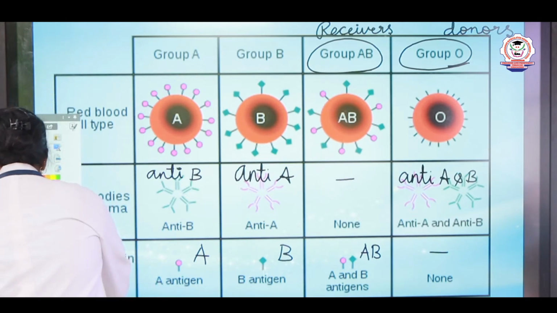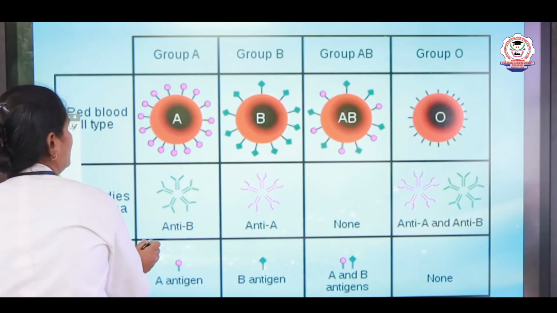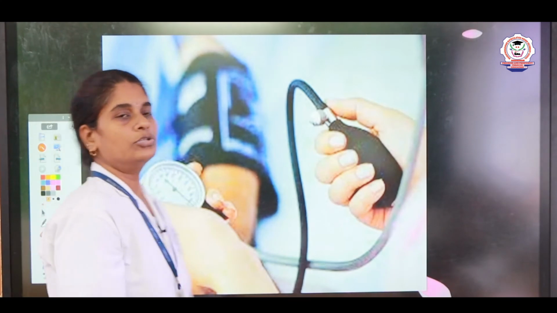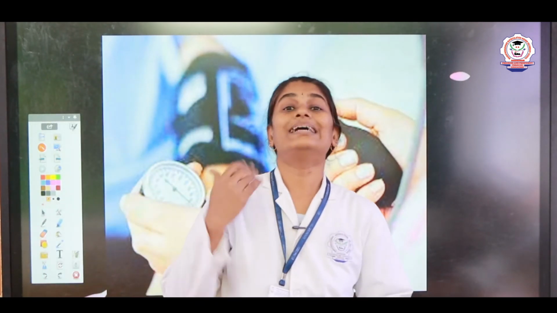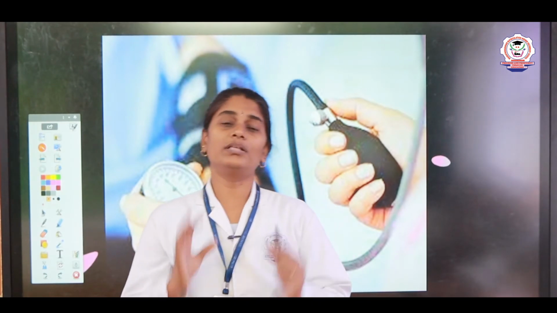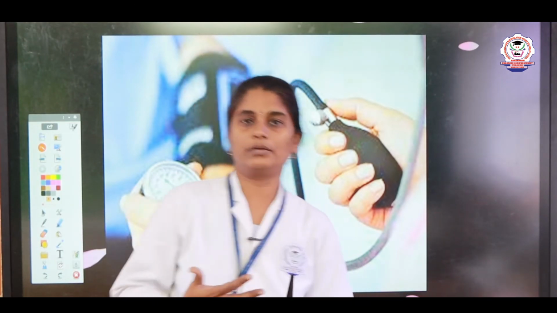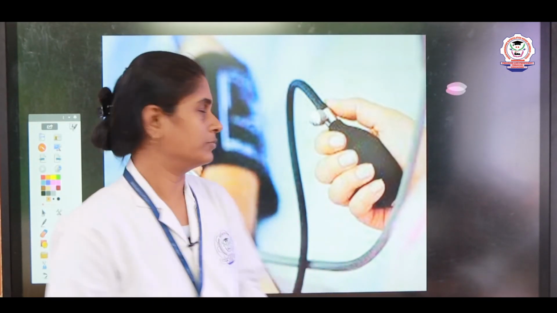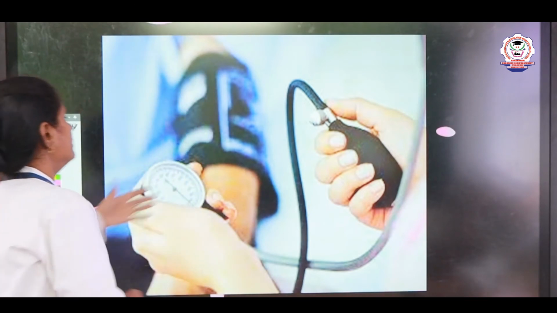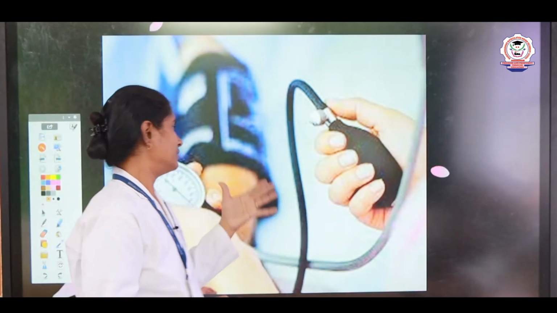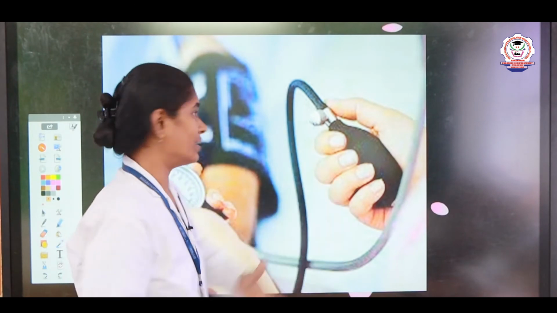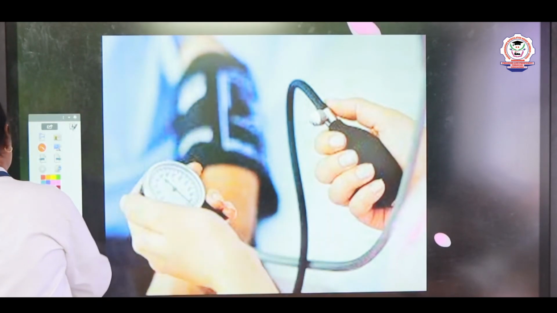Now, you learnt about the blood groups. Let us see the conditions that are related to the heart. What are the symptoms that are found when there is a problem in the heart? First thing is blood pressure, and high blood pressure is known as hypertension.